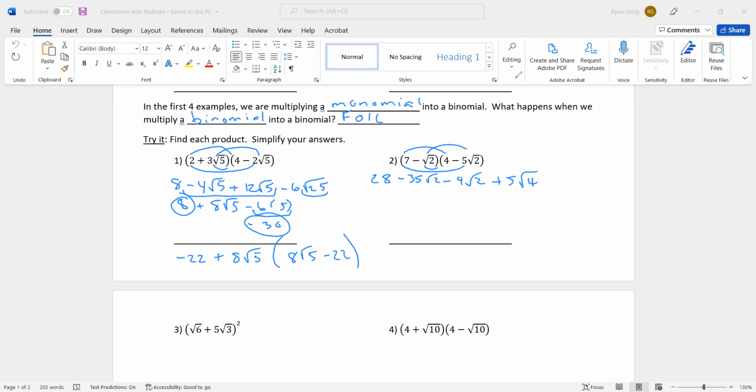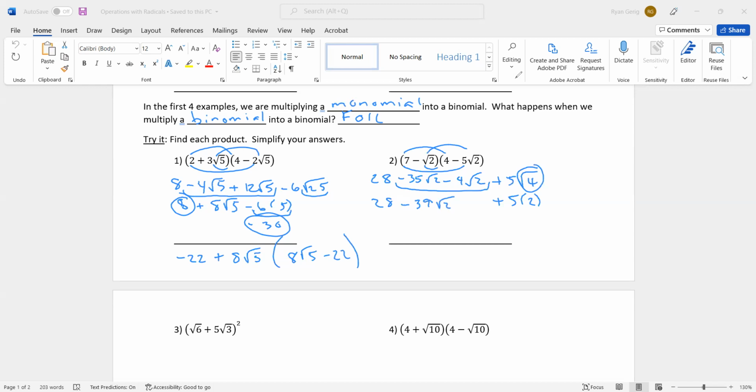Okay, couple things to do. I can also simplify that, so I'm going to do both in the same step here. 5 square root of 4 is 2. Nothing happens with 28 yet. -35 and -4 is -39 radical 2.